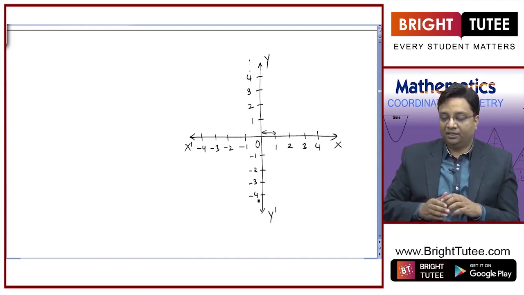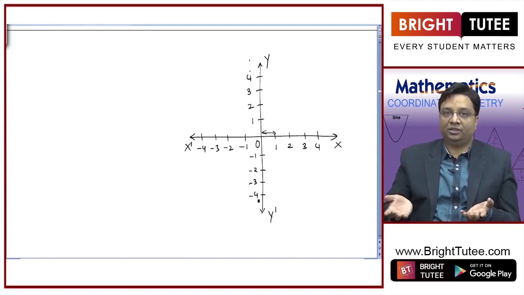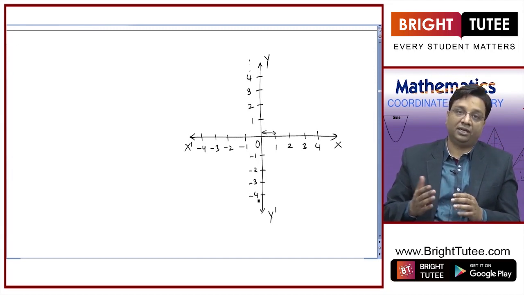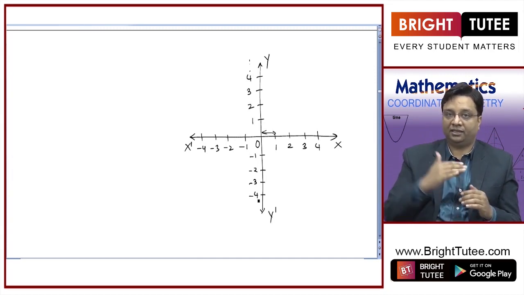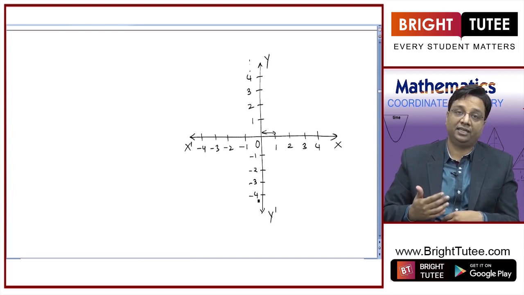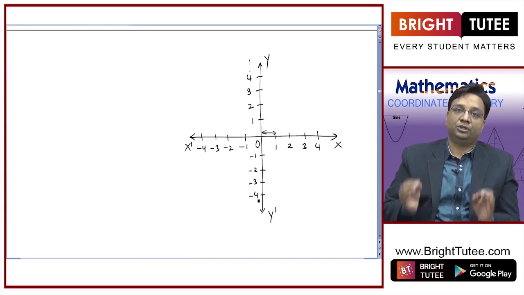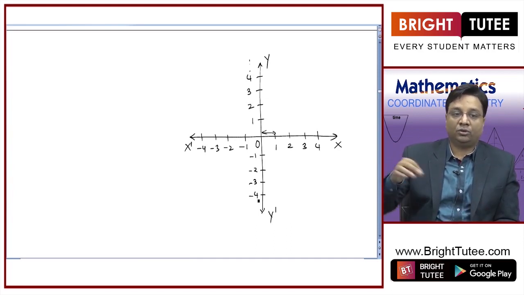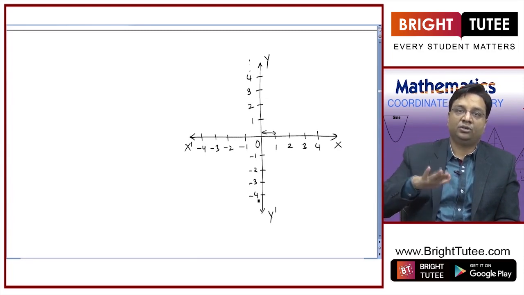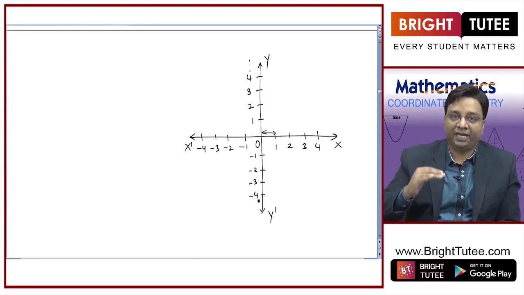So these are two number lines, you can say, right? These are kind of number lines. One is vertical and another is horizontal. Why have we taken it like that? To describe the position of a point or something else in a two-dimensional space, or we call it a plane.